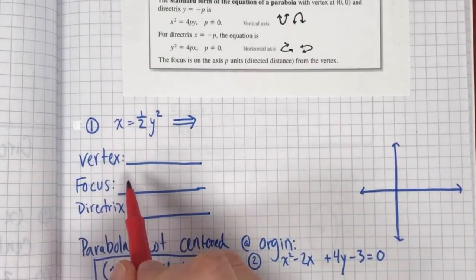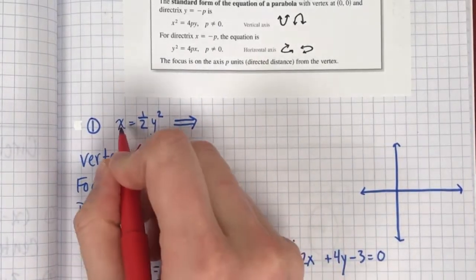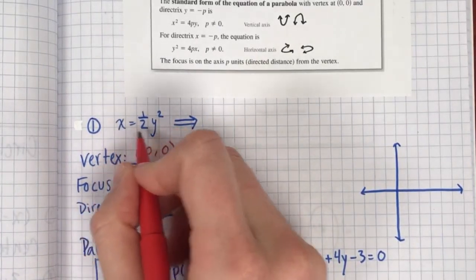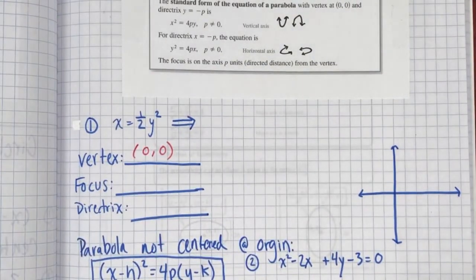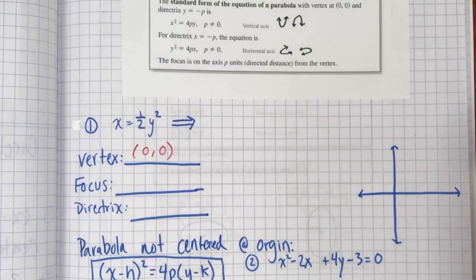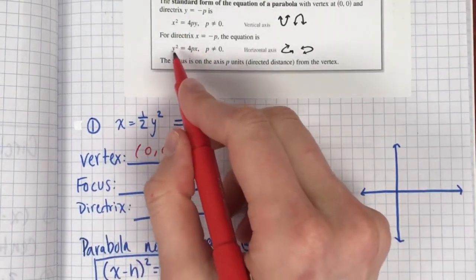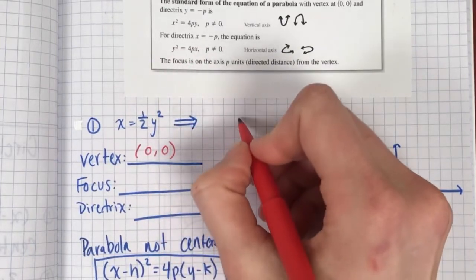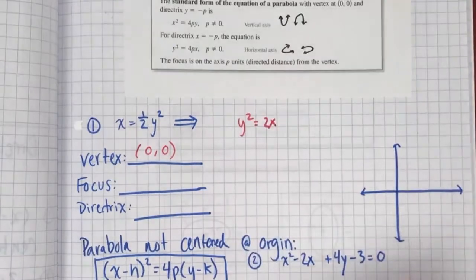All right, so here our vertex is centered at 0, 0. We don't have anything adding or subtracting from our x or y's. And now we have to find the rest of this. Now, I would go ahead and put it in the form that we have up here. So we would have y squared equals 2x.